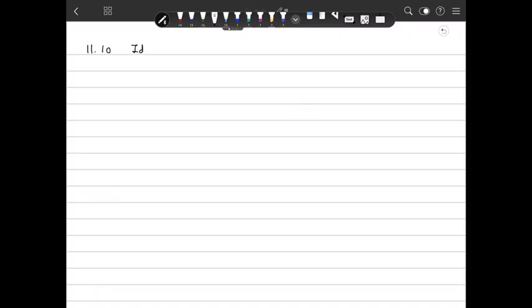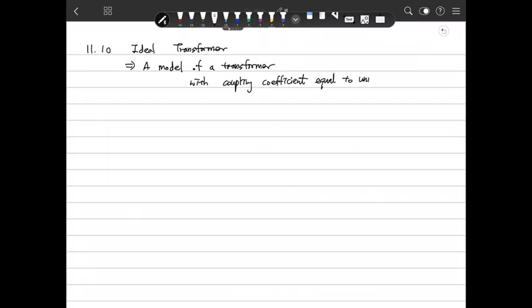This is an ideal transformer. The ideal transformer is a model of a transformer with coupling coefficient equal to unity. I mean, K is 1. This is an ideal transformer.